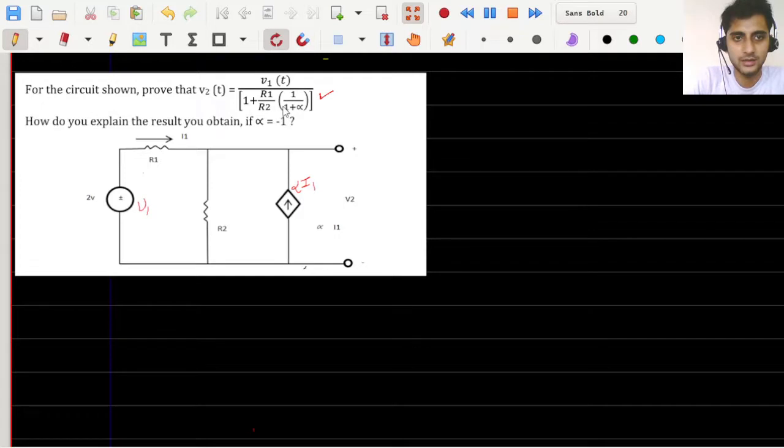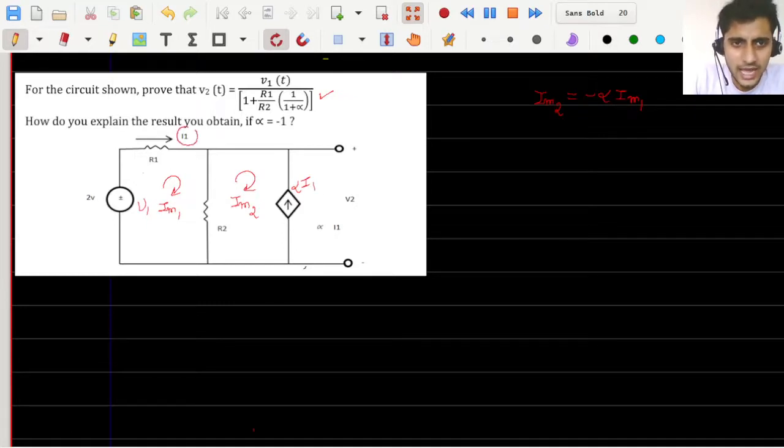V1 times something. Okay. So we will apply our favorite mesh analysis in this circuit also. Let me consider this mesh current as Im1, and the mesh current over here, let me say, is Im2. Because a current source is given, for mesh 2 it becomes a super mesh. And you know that for the super mesh, you just have to write Im2 equals minus alpha times Im1 or I1.